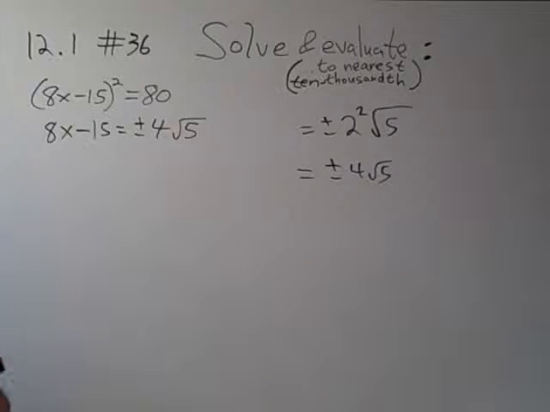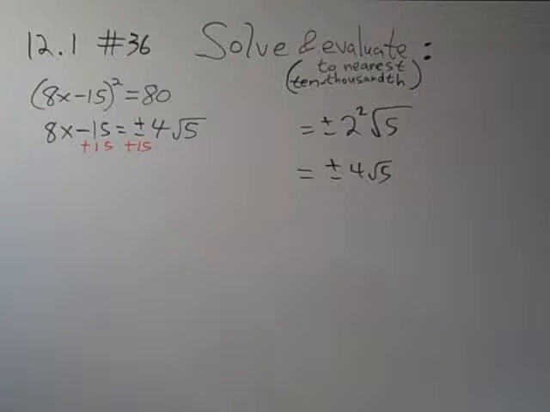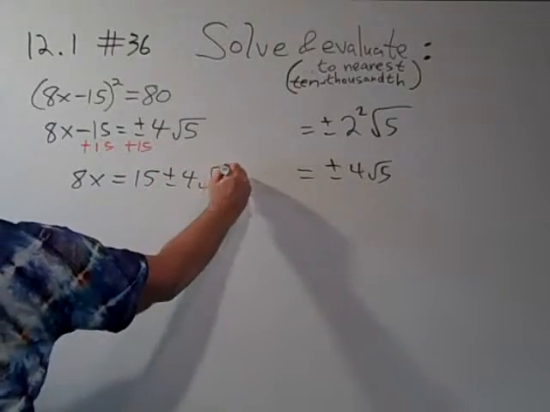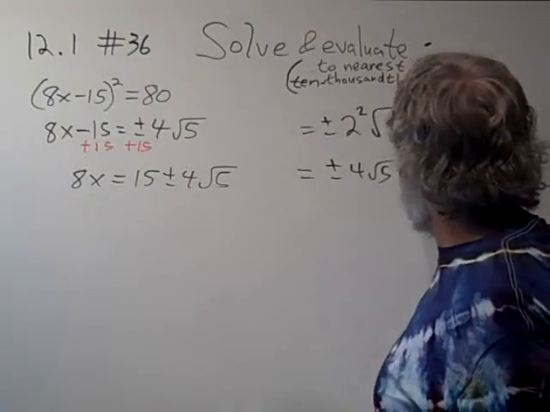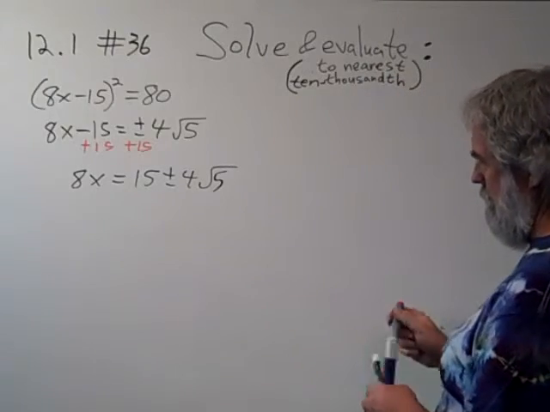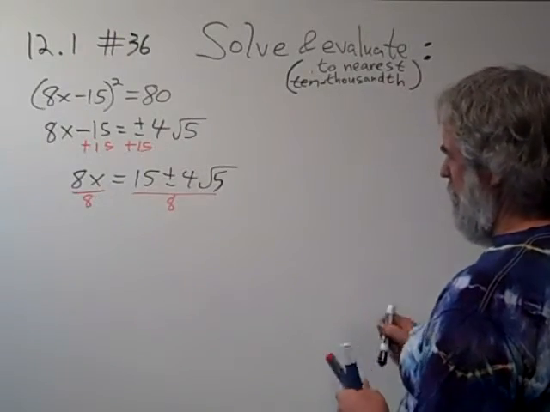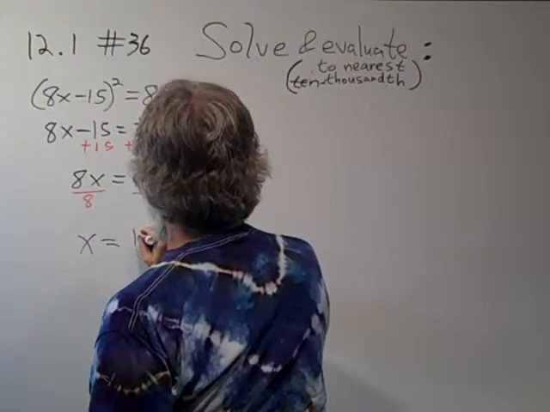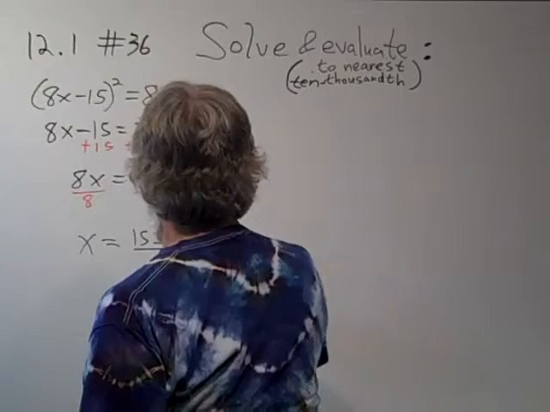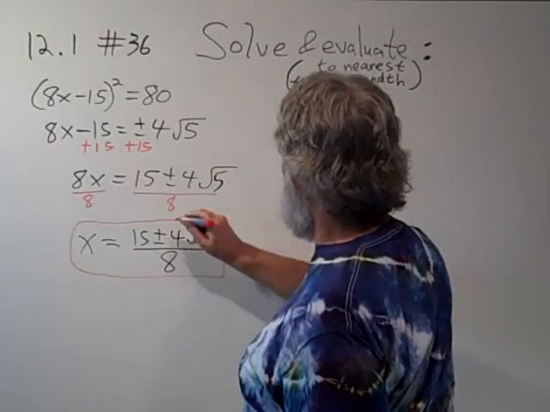Now to finish solving this equation for x, we add 15 to both sides. This gives us 8 times x is equal to 15 plus or minus 4 times the square root of 5. Then dividing both sides by 8, we've solved for x. In fact, x is equal to 15 plus or minus 4 times the square root of 5, all divided by 8. So this is the exact solution to this quadratic equation, 2 real solutions.